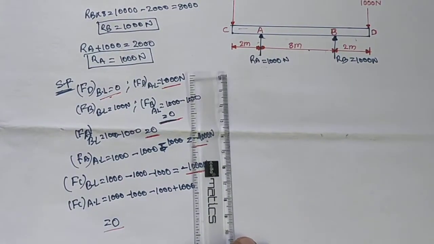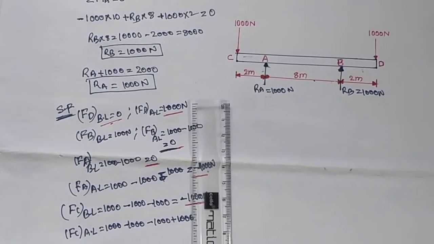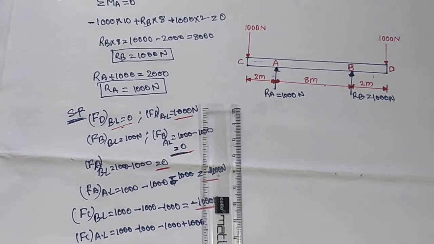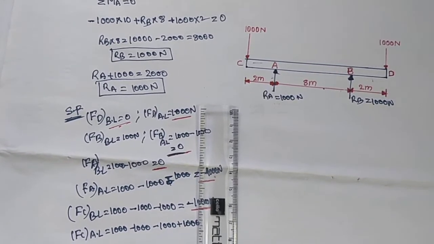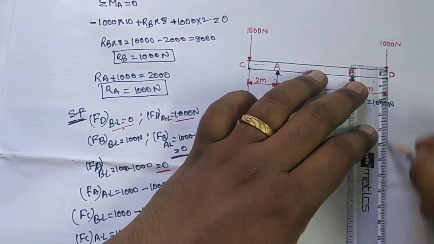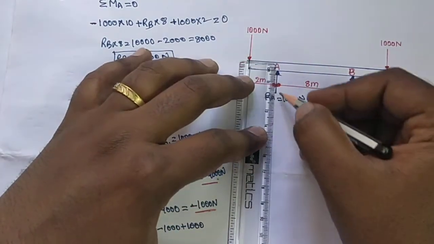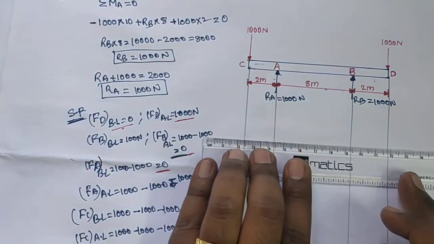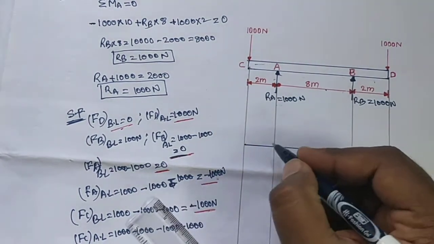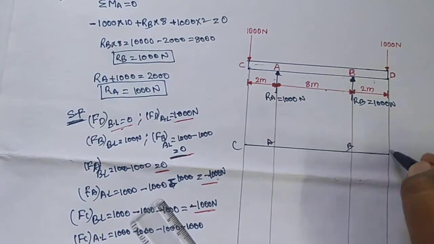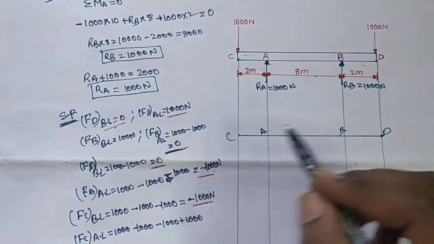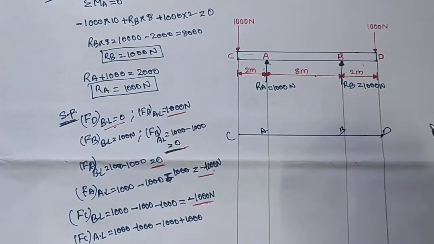Okay, by using these values you need to draw the shear force diagram. Draw the straight lines. We need to draw the baseline and give the points, this one is A, B, C, D. Okay, next at point D, before load is 0. Next at point D, after load is 1000.